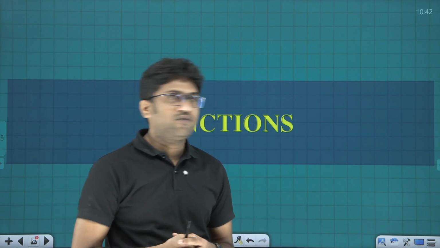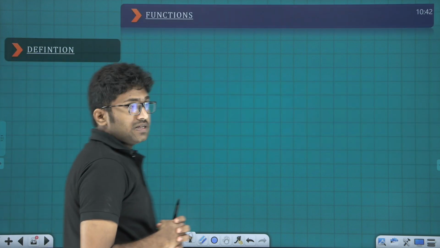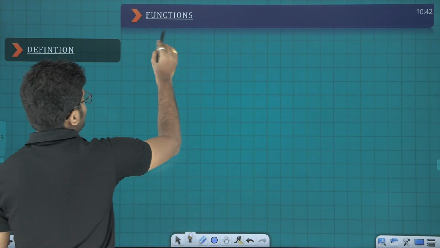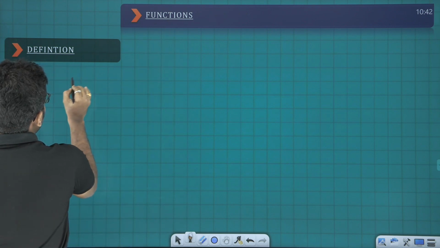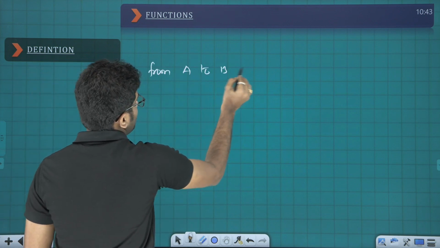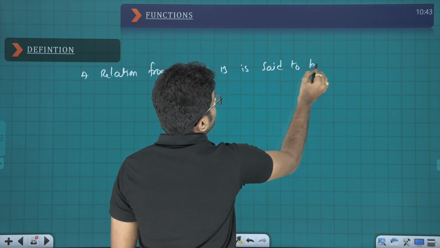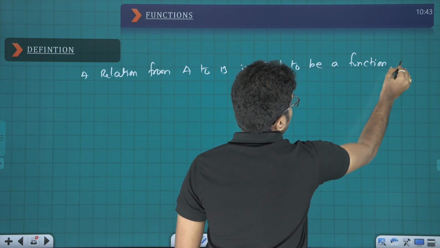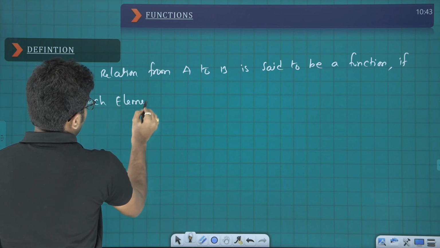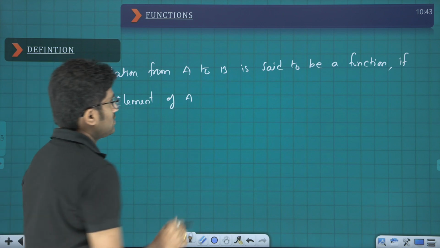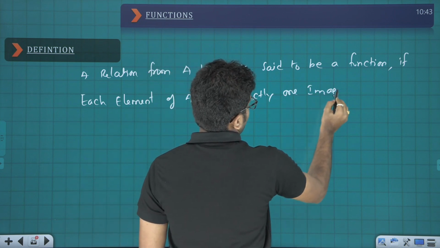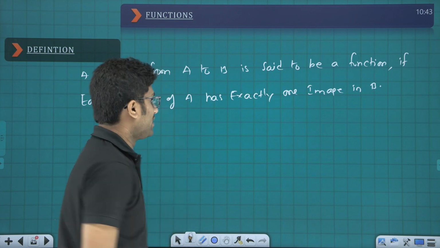Next, the last topic in this session is functions. First we'll see the definition of a function. See friends, we have already seen a relation. Now the definition of a function means a relation from capital A to B is said to be a function if each element of A has exactly one image in B. If each element of A has exactly one image in B.